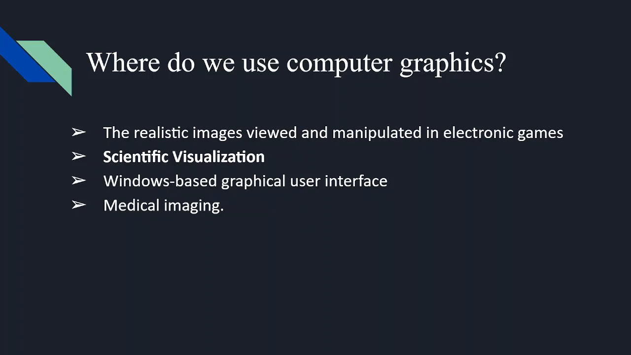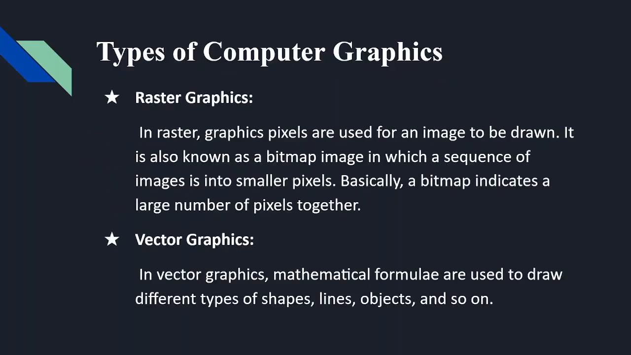So first, let's discuss what are the use cases of computer graphics. Different colors and different animations that we can see in electronic games are possible due to computer graphics. Scientific visualization, window-based graphical user interface, and medical imaging are all use cases of computer graphics.